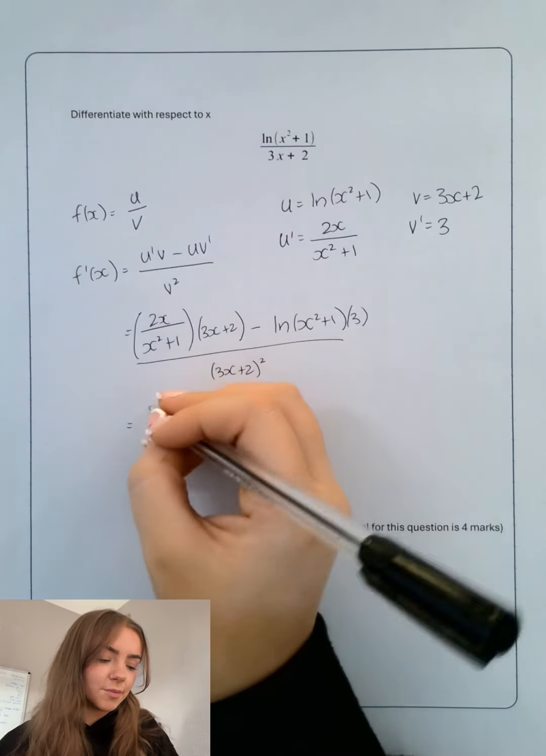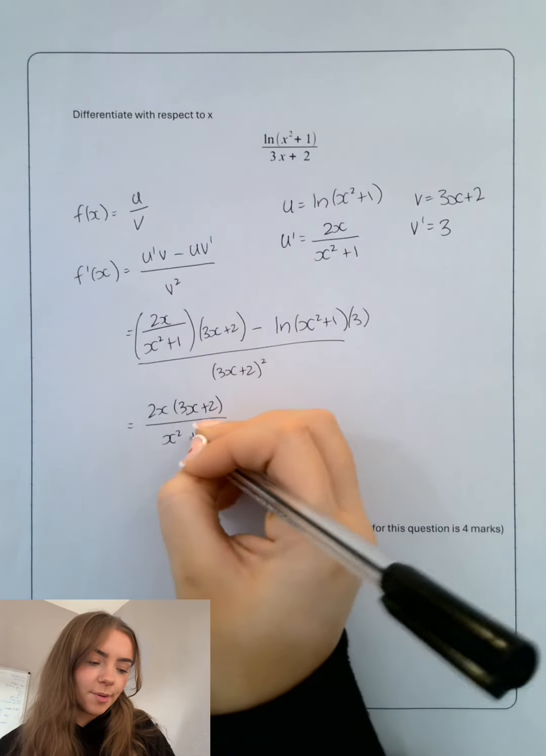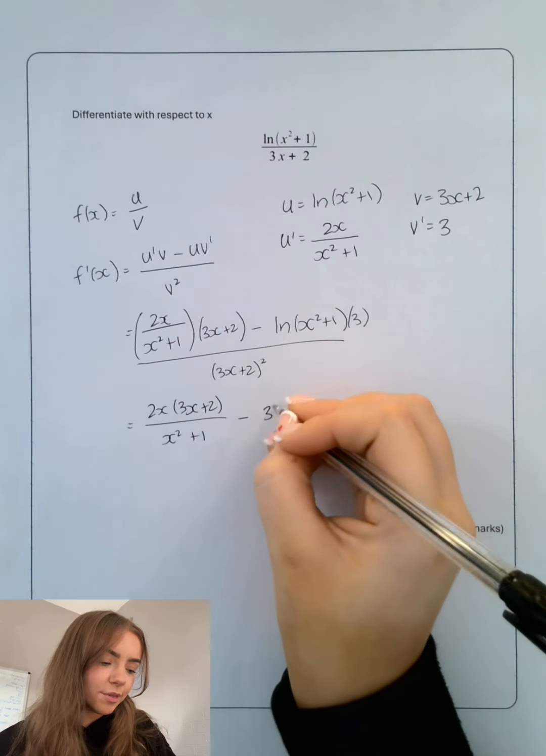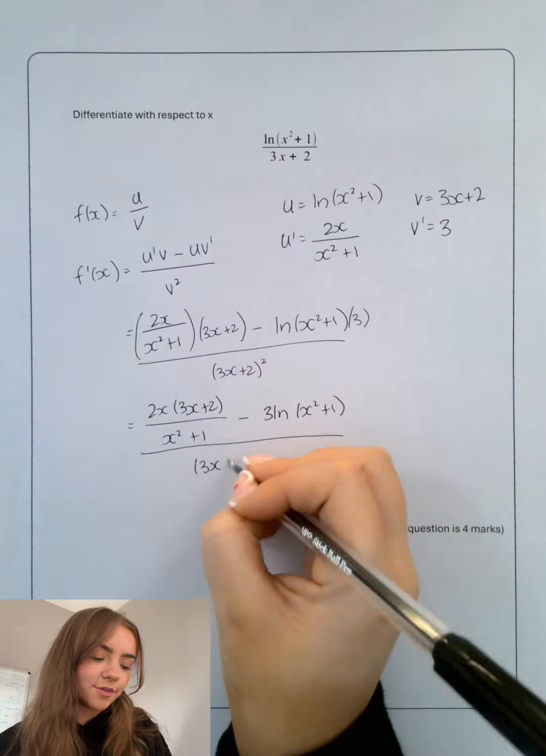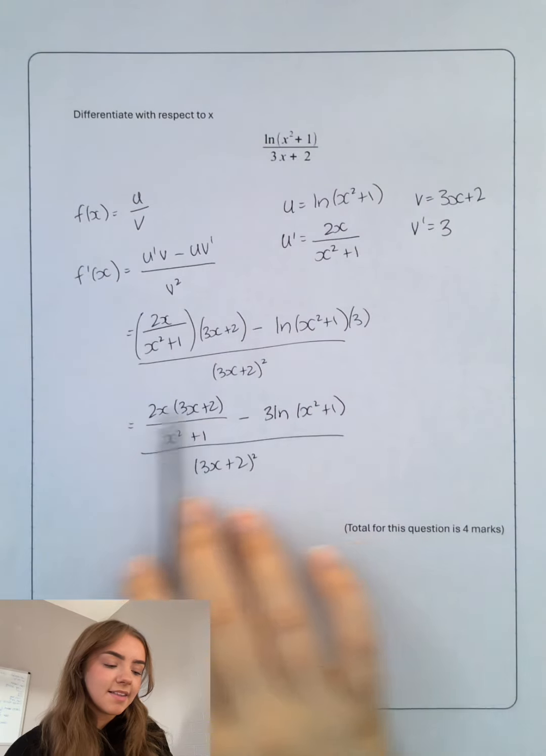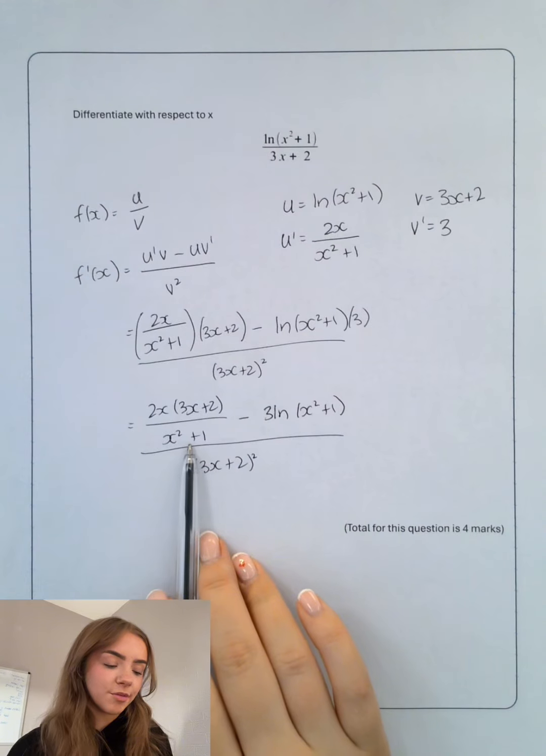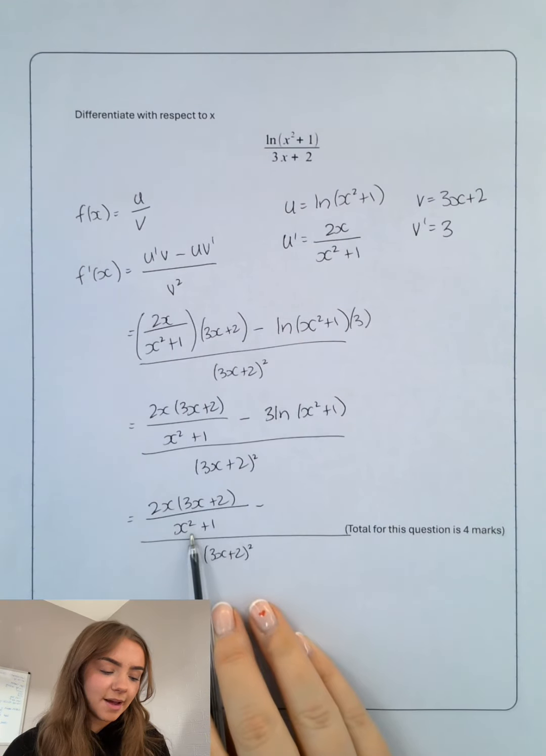So for this numerator, we'll have 2x times (3x plus 2) over x squared plus 1, minus, because this expression is all multiplied by 3, this will be 3 ln of (x squared plus 1), all divided by (3x plus 2) squared. To simplify this entire numerator, we'll need to make both of these terms over x squared plus 1. To do this, we'll need to multiply this term's numerator and denominator by x squared plus 1.